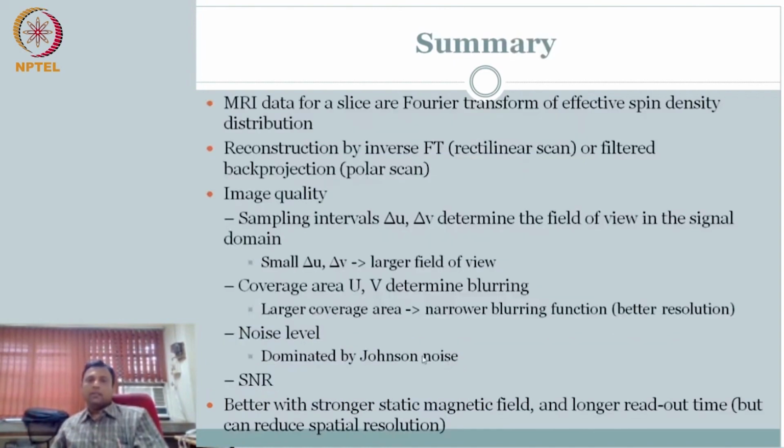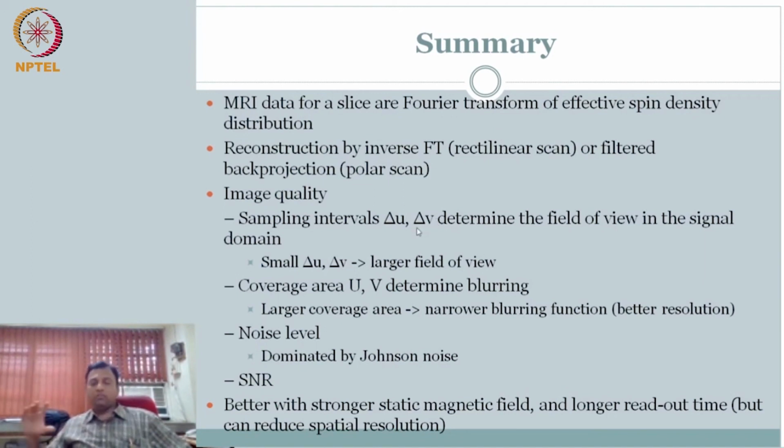Okay, so to summarize MRI data of a slice, what we saw is nothing but the Fourier transform of the effective spin density. That is what is distributed, and that is what you are capturing. So you can reconstruct the image by doing inverse Fourier transform, depending on whether it is a rectilinear scan or polar scan. And we also saw the image quality in terms of resolution. We talked about sampling intervals, delta U, delta V, in the frequency domain.